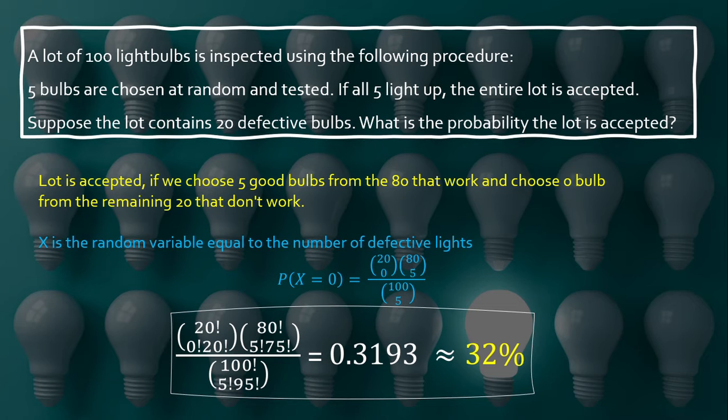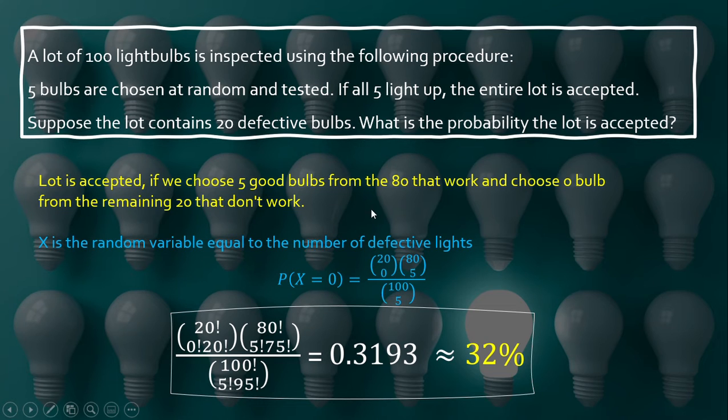So see, if you are working in a factory and you have to handle QC, you are responsible for counting 100 light bulbs and inspecting them. So a lot that contains 100 light bulbs is inspected using the following procedure. 5 bulbs are chosen at random and tested. If all of those 5 light up, the entire lot is accepted. Suppose the lot contains 20 defective bulbs. What is the probability that the lot is accepted?